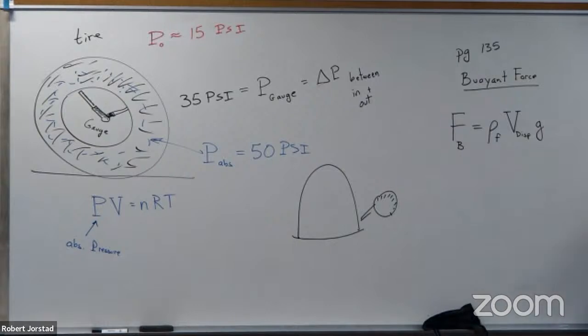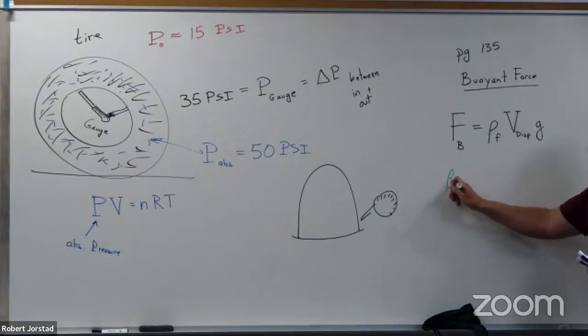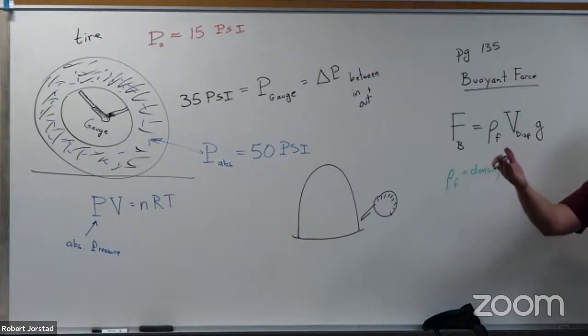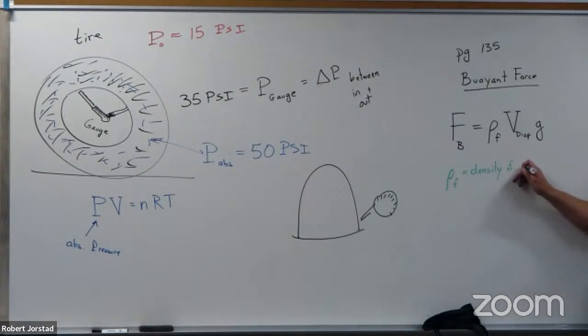The buoyant force, the force that helps things float, will depend on three things. It depends on rho F. What do you think that means? Rho F. What is rho? Density. What do you think F means? Water. Fluid. So you could have air, you could have water. It's whatever fluid you're using. So whatever you're floating in. So that's the density of the fluid that you're floating in.